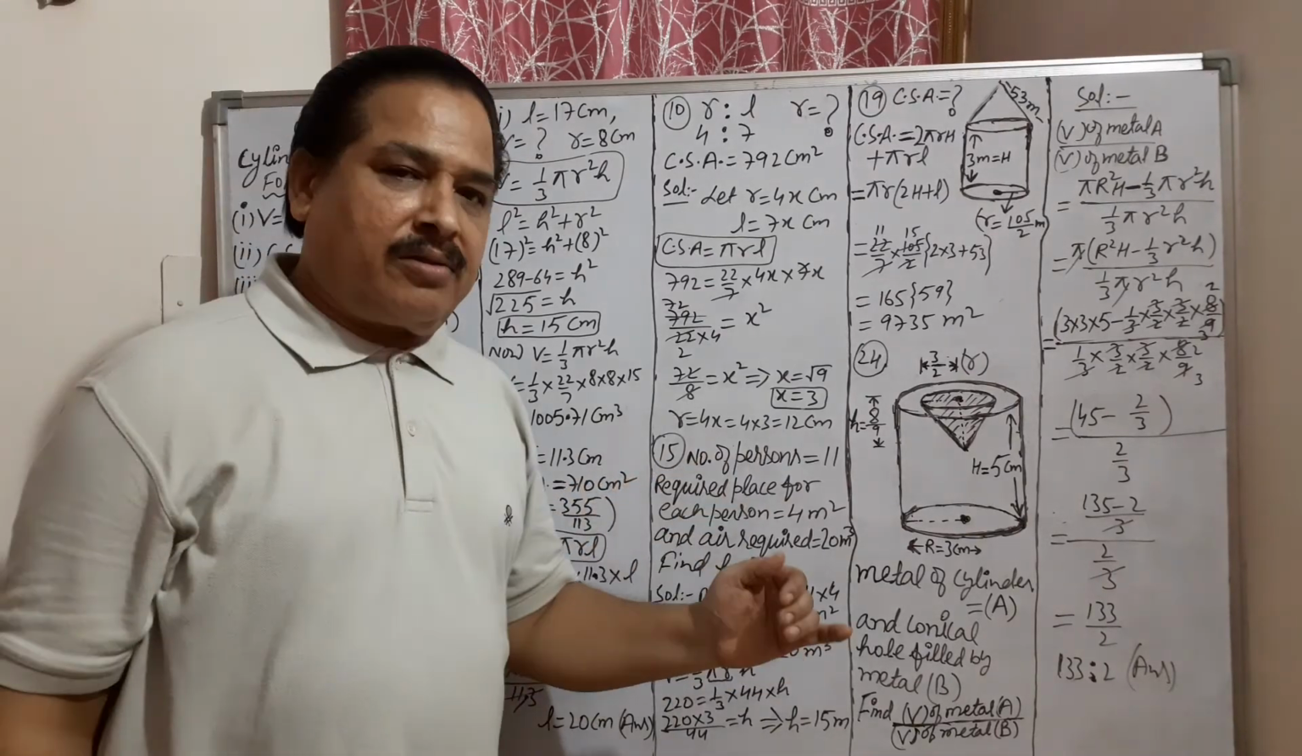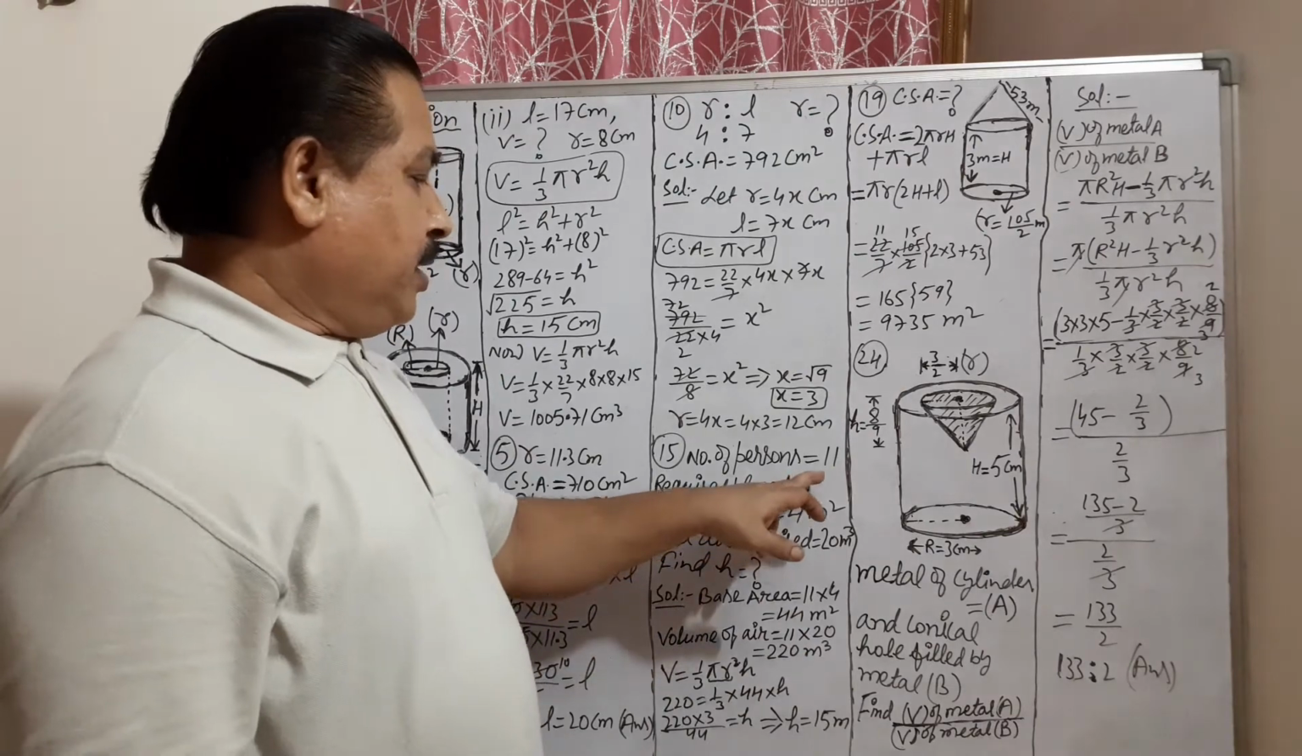In the 15th question, there is a conical tent. There are 11 persons.